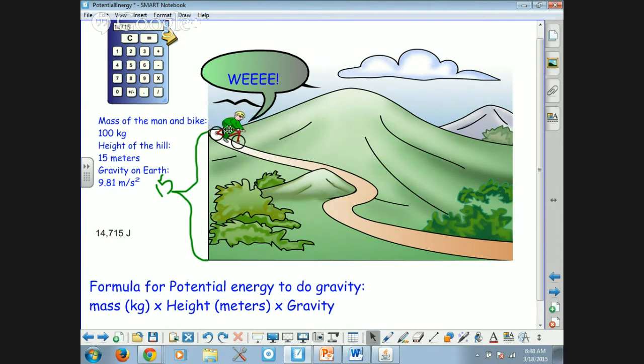Now, if we would take the man and put him up here, what would happen? Well, his potential energy would go up, because his height went up. He didn't gain any mass, and he hasn't gained or lost any gravity. But if we started him lower, he'd have less potential energy there. That's potential energy due to gravity.